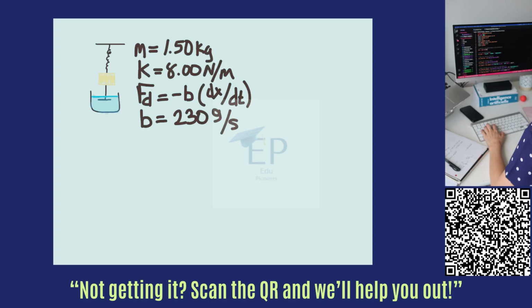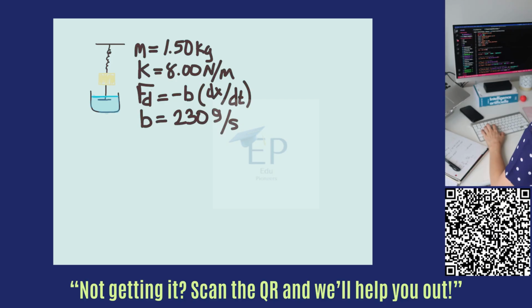In this problem, there is a damped oscillator as shown here, where there is a block that's attached to a support, and then it ends up going down into a damping solution. The mass of the block is 1.5 kilograms. The spring constant is 8 newtons per meter. The damping force is given by the equation negative b times dx/dt, where the damping constant is 230 grams per second.